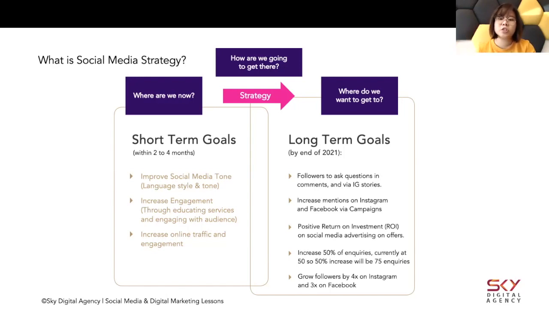It would be educational. If currently you have 50 enquiries, you want to increase it, long-term goal, right? You want to increase it by say 100%. Put it as a long-term goal or short-term goal, up to you, right? But it must be attainable. It must be a goal that's attainable.